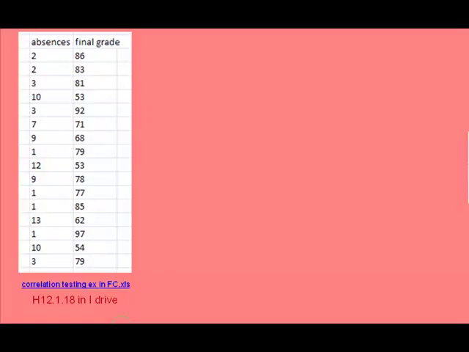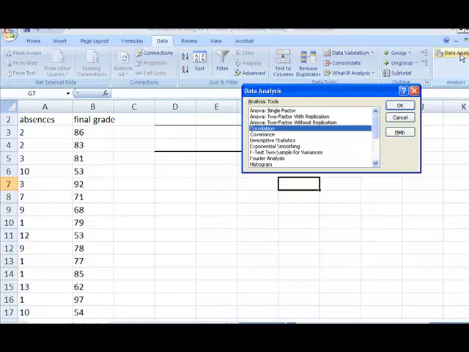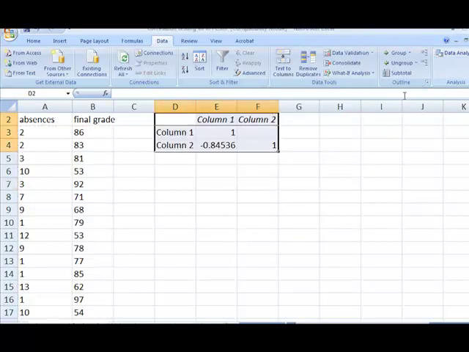The absences and its relationship to the final grade. Is this a statistically significant relationship? So head back to our good friend Excel, Data, Data Analysis, Correlation, click on the data and the output range and hit OK. We have an R value of negative 0.84536, a strong negative.